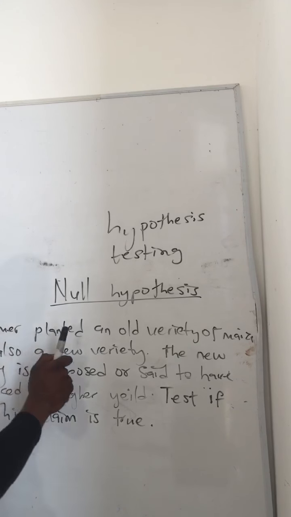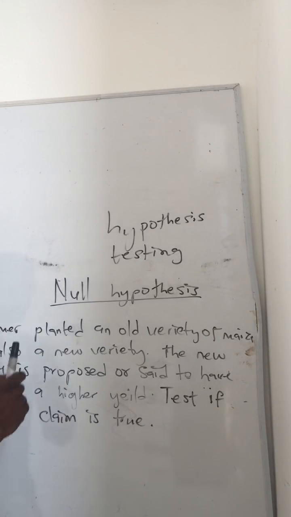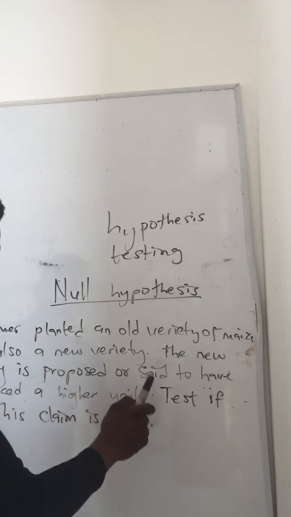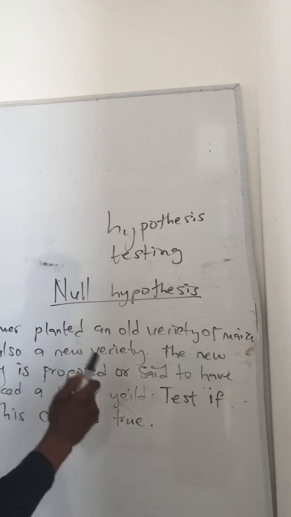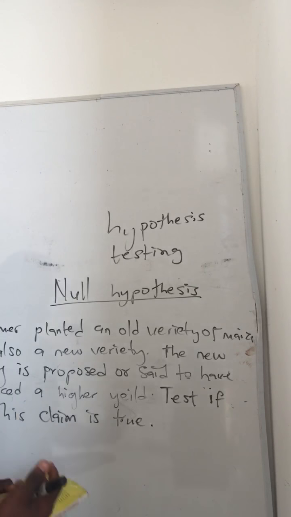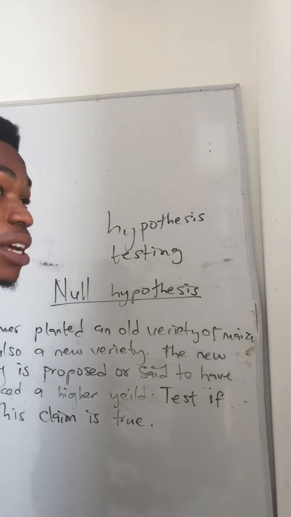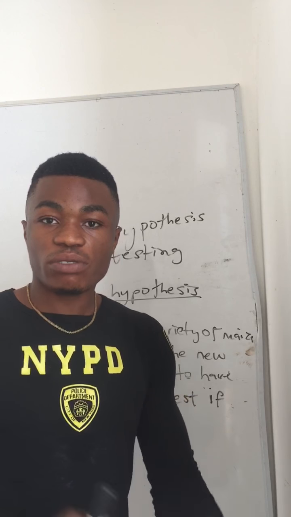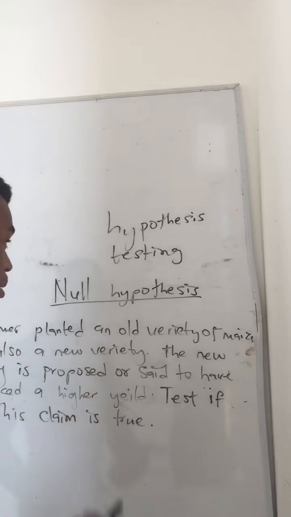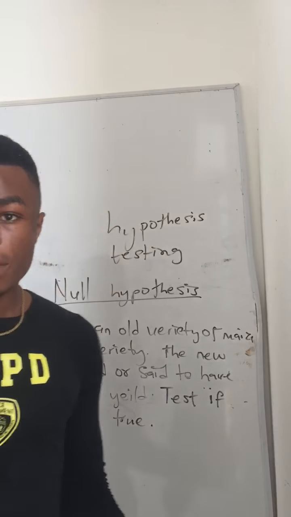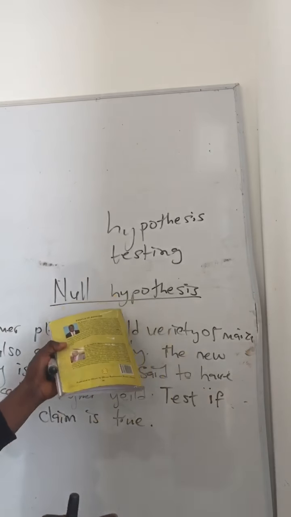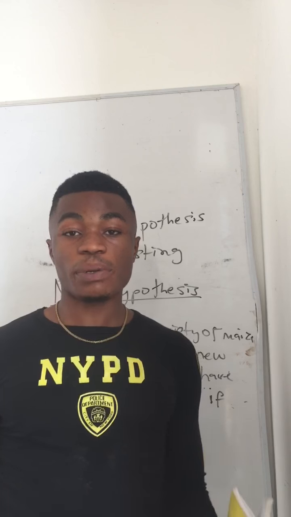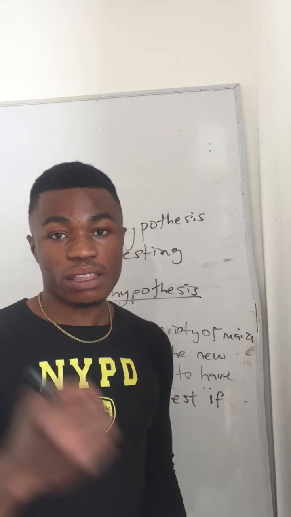So the farmer planted an old variety of maize and also a new variety of maize. Now the new variety is proposed or said to have produced a higher yield. Now we are to test if this claim is true or not. This is a claim where we are saying that the new variety produced a higher yield than the old variety. In every hypothesis testing, we have the null hypothesis and the alternate hypothesis. The first point in solving any hypothesis problem is to set the null and the alternate hypothesis.